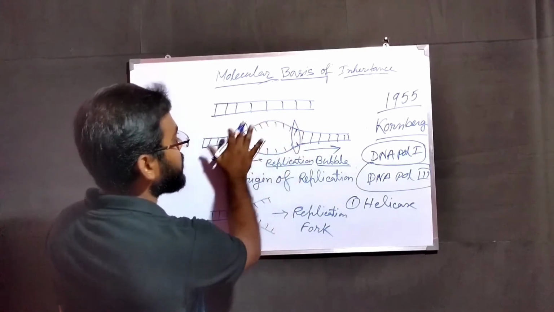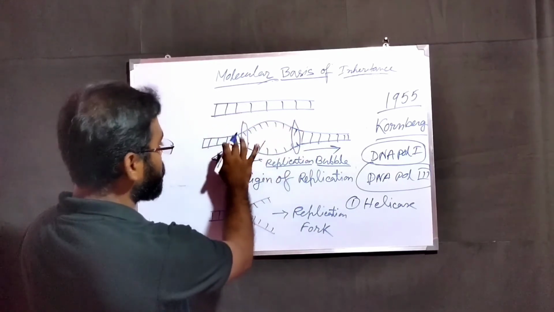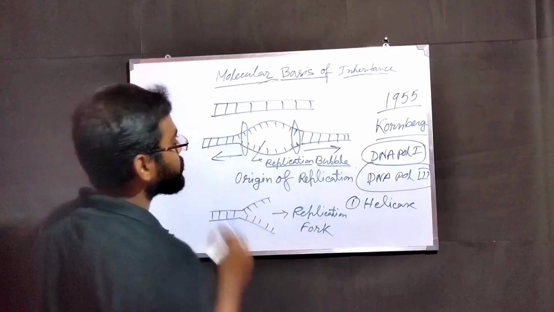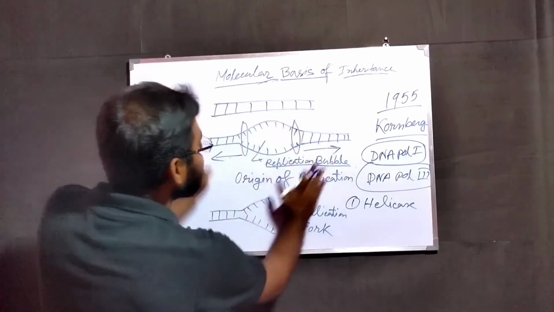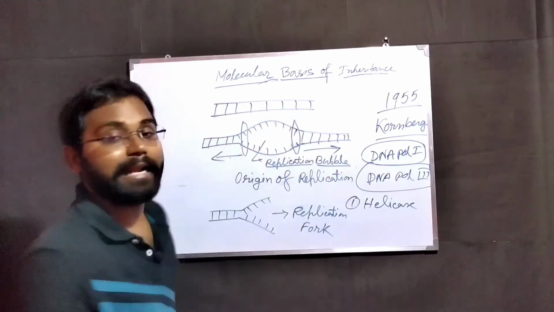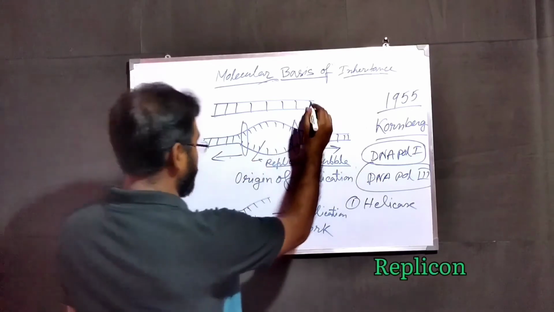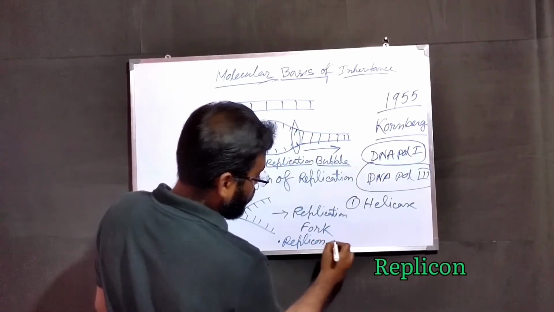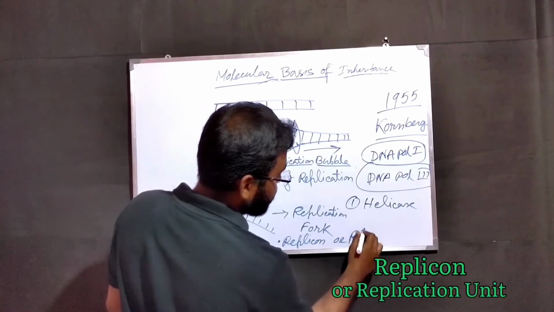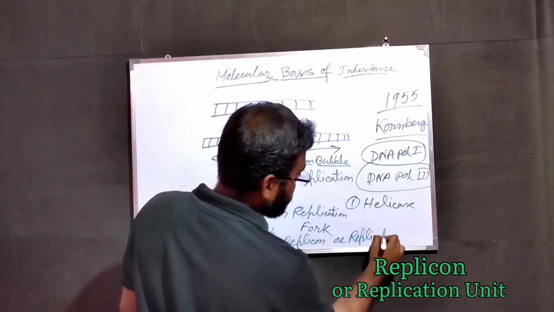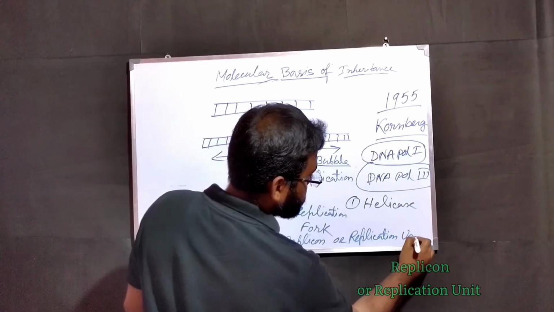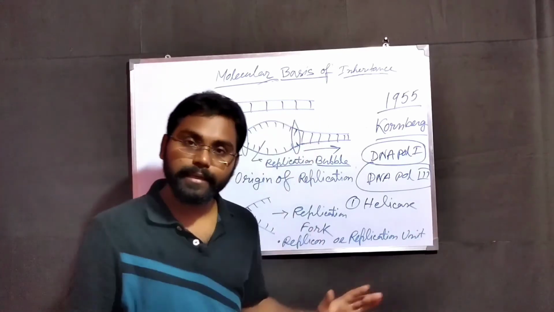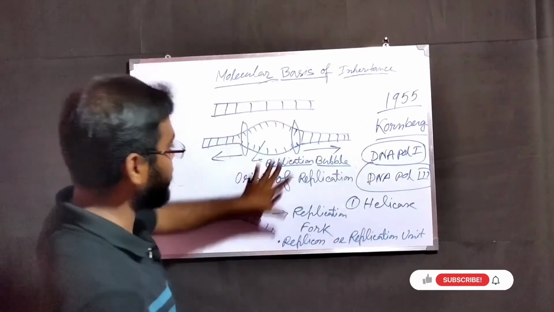So a replication bubble has two replication forks. The total structure is called a replicon, or replication unit. Cleared? So helicase acts like that.